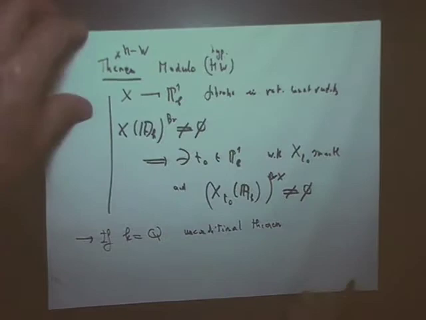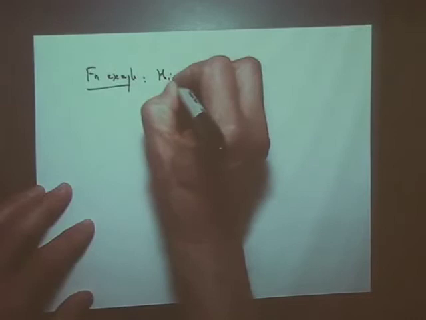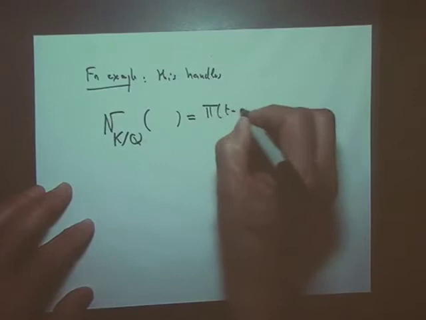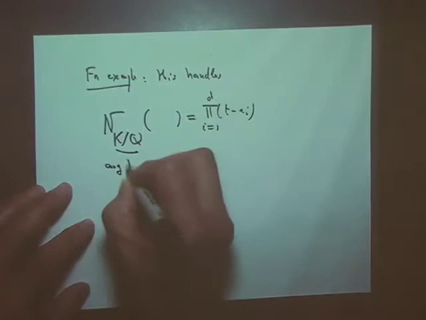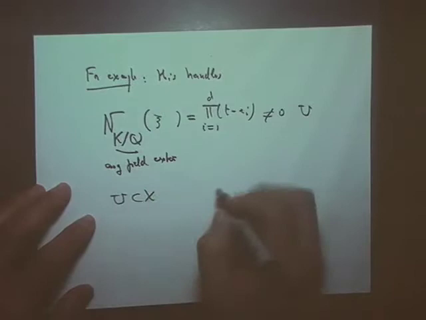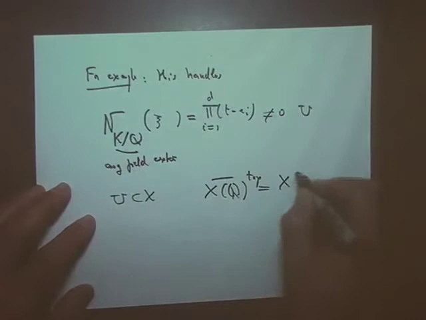Example. So just one second, and let's just get examples. So for example, this handles completely equations of the shape the norm from K over Q of whatever equals the product of T minus e_i, i is 1 to d, where K over Q is any field extension. So for a variety like this, so let's call it psi here, this is a different thing, U. So if I take U in X, well, in this case, X of Q, this is a theorem, X(Q) is dense in X(A_Q)^Br, the Brauer-Manin set.